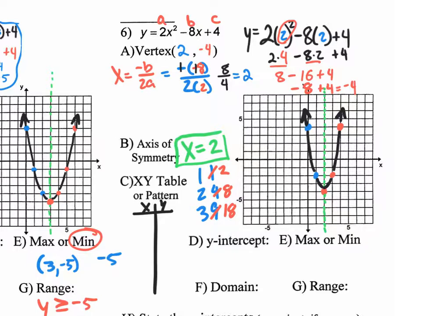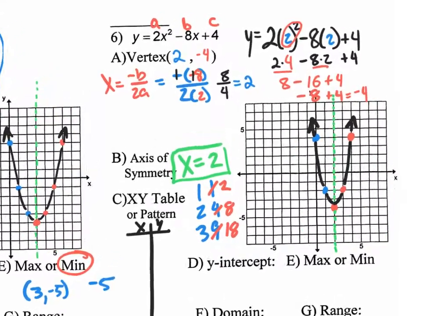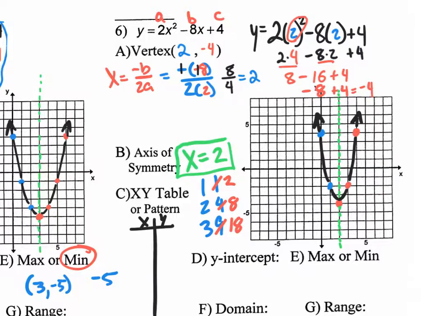Anyhow, that's our parabola. Let's say you wanted to use an XY table, which is totally fine. I already graphed it, but I'm going to pretend that I didn't use the modified pattern. If I wanted to use an XY table, the easiest input to plug in, if it's available, like if you haven't plugged it in already on the vertex, is what? The easiest value to plug in is 0. So it is available.